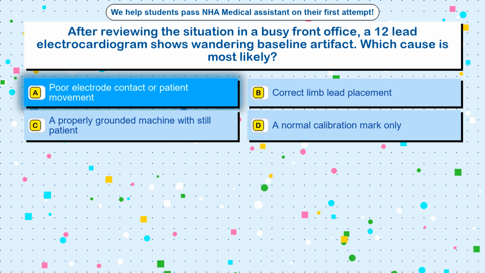The correct answer is option A. Poor electrode contact or patient movement.